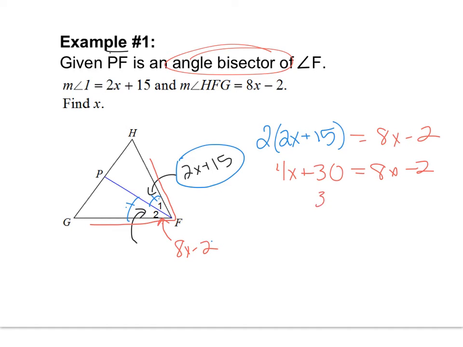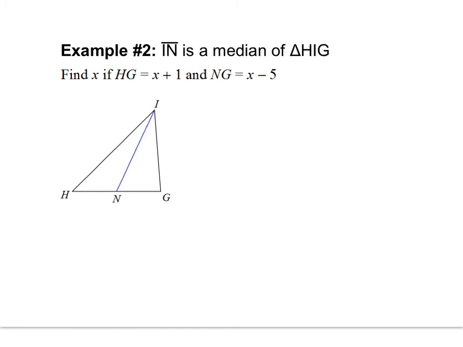So this is going to be 32 equals 4x. Then you can divide by 4 on both sides. So you're going to get 8. Okay. So that's one example of how you might use this. We're going to look at 2 more here.